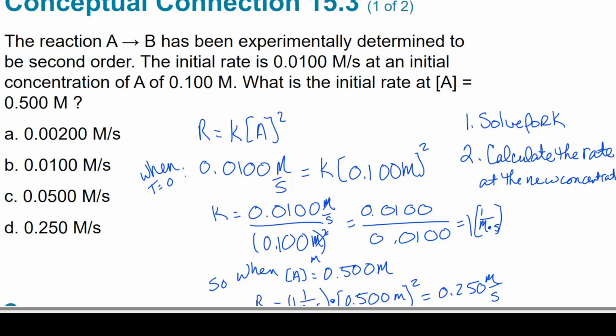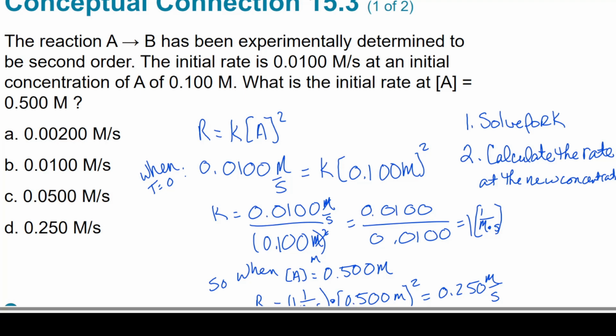Conceptual Connection 15.3 asks, the reaction A forming B has been experimentally determined to be second order. The initial rate is 0.0100 molar per second at an initial concentration of A of 0.100 molar. What is the initial rate at A equals 0.5 molar?